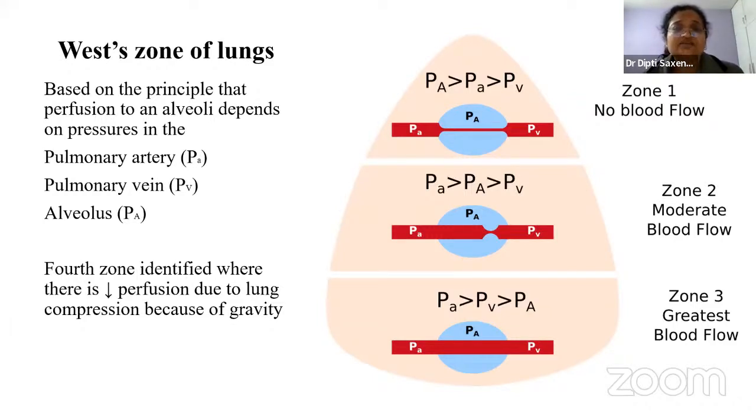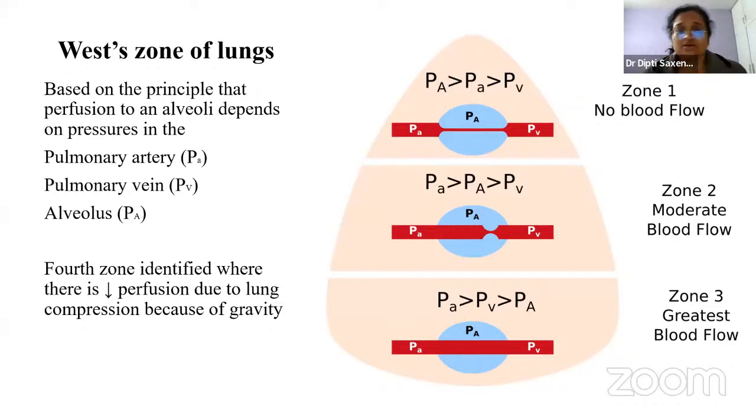Now, in zone 1, the pulmonary alveolar pressure is more than that of the pulmonary artery and vein. Hence, the ventilation is more in this zone. In zone 1, there is no blood flow actually, because the arteries and veins collapse because of higher alveolar pressure. In zone 2, there is moderate airflow. What happens in zone 2 is that the pulmonary artery pressure is more than the alveolar pressure.